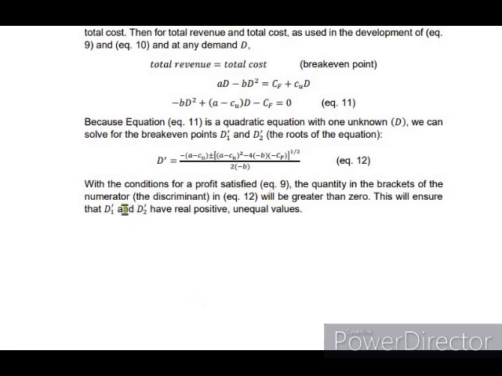Then, with the conditions for a profit satisfied, the quantity in the brackets of the numerator, or what we call the discriminant, will be greater than 0. This will ensure that D sub 1 and D sub 2 have real positive and unequal values. So the discriminant should be positive or greater than 0.